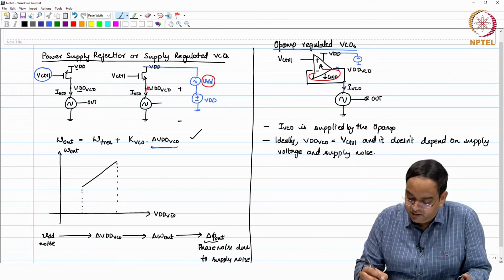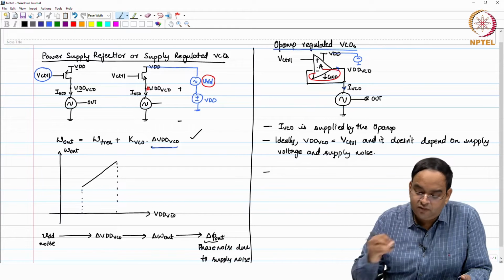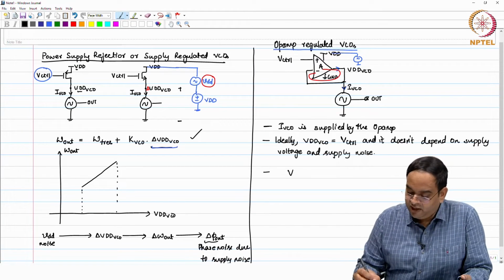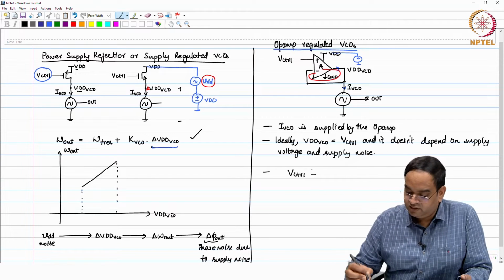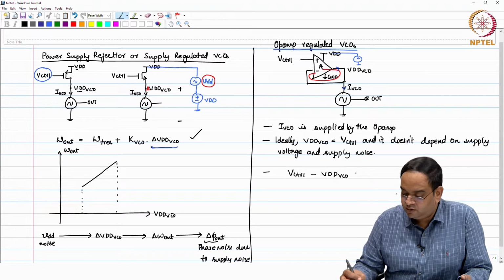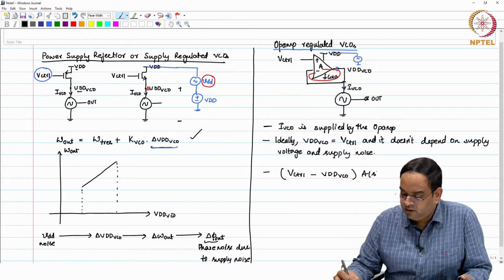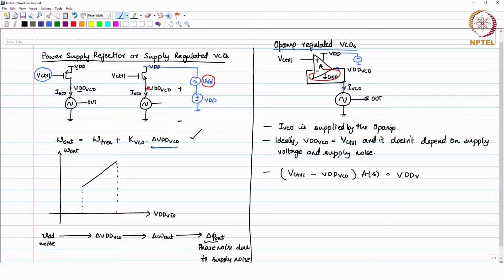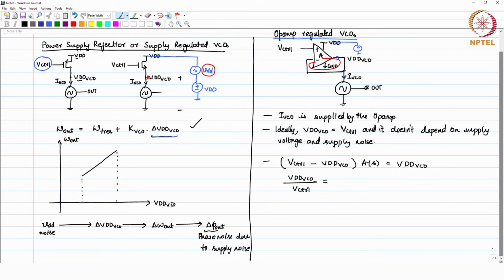If you want to look at it, you can say that if the gain of the amplifier is A, then I can write (V control minus VDD VCO) times the gain is equal to VDD VCO. This is just a simple equation in the Laplace domain. So, I can write VDD VCO divided by V control as A(S) divided by 1 plus A(S), where A(S) is the transfer function of the Opamp in open loop.